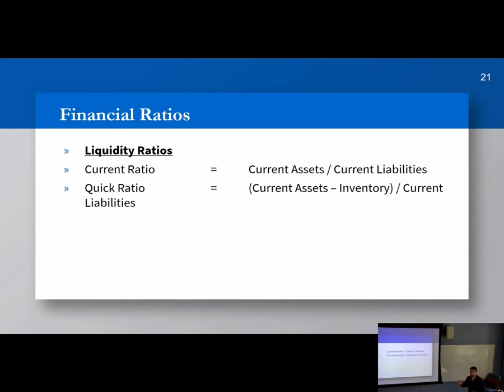Liquidity ratios are a little bit more short term. So the current ratio is a measure of current assets to liabilities. If we had to pay off all of our current liabilities, do we have sufficient current assets to balance that off?